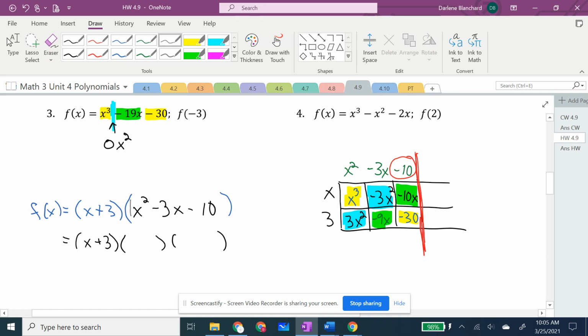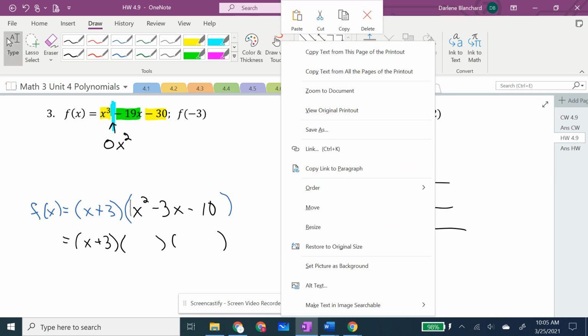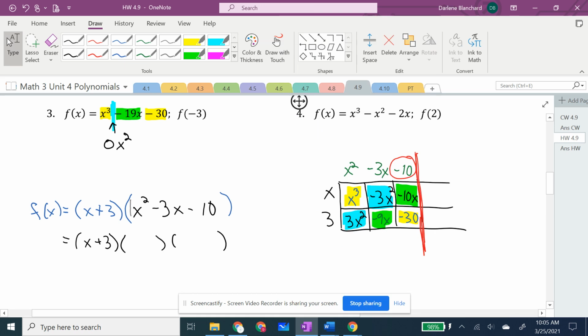Since I have an understood 1 multiplied to my x squared, that makes this a little bit easier. I'm only looking for two numbers that multiply to make negative 10 and add to make negative 3. And that's going to be negative 5 and positive 2. And now I have factored this into all of the linear factors.